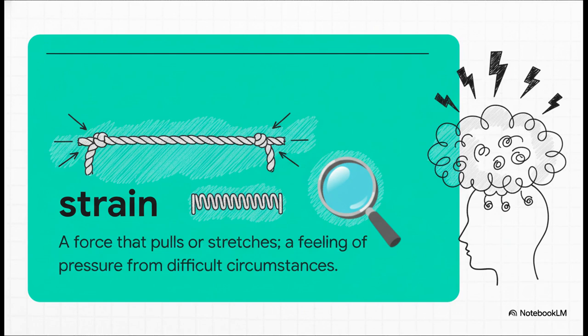Okay, step 1, the simple meaning. So what is strain? Well, it can be a physical thing, right? Like the strain on a rope that's pulled too tight. But it can also be a mental or emotional thing, that feeling of intense pressure when you're going through something tough. So right off the bat, we've got 2 main ideas, physical pulling and emotional pressure.